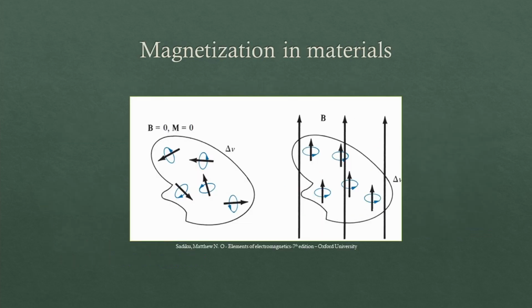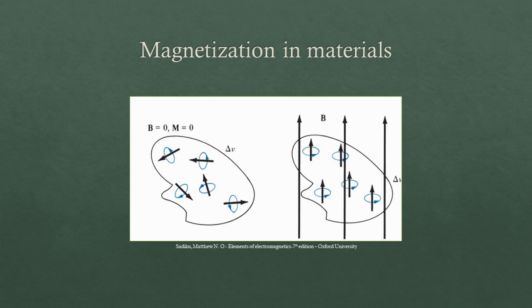Moving to the magnetization in material. In atomic scale, without an external B field applied to the material, the sum of the M's is 0 due to the random orientation, as you can see here in the left figure. For the right figure, when external B field is applied, the magnetic moments of the electrons align themselves together, as you can see. So the net magnetic moment here is not 0.